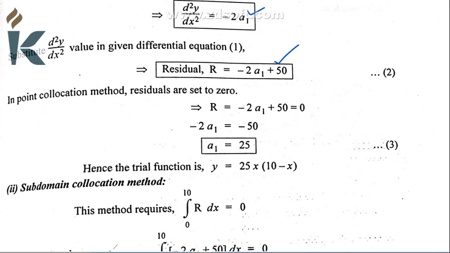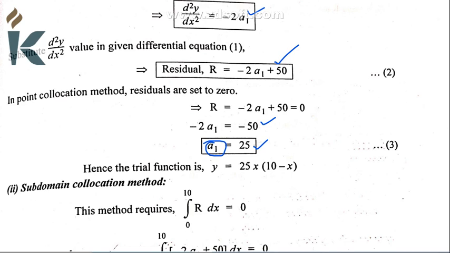Therefore, the first method is the point collocation method. So you have to find out the value of a1. So R equal to minus 2a1 plus 50, therefore minus 2a1 equal to minus 50, therefore a1 equal to 25. Once the unknown parameter is found, you have to substitute it into your trial function or approximate function.